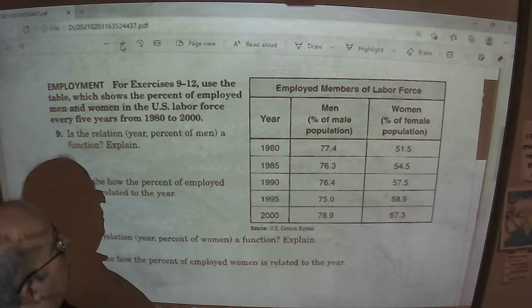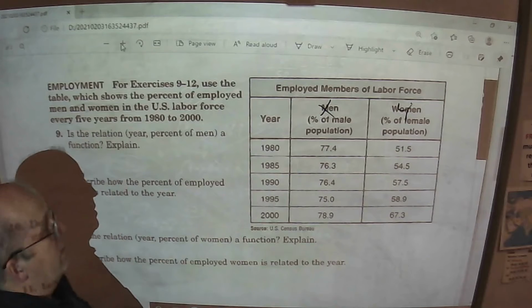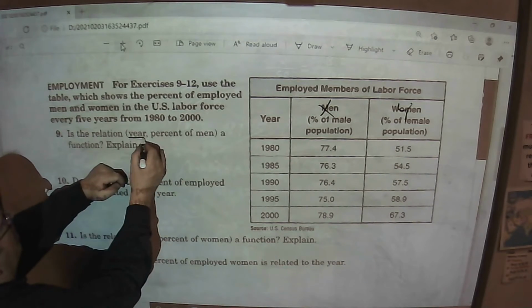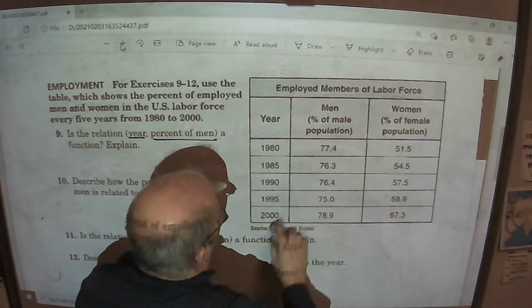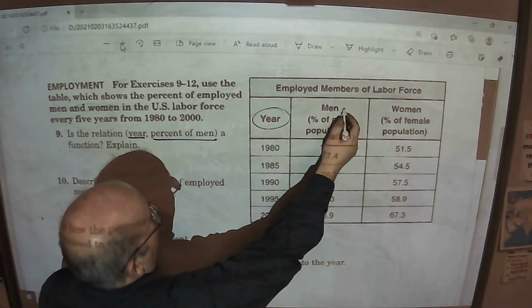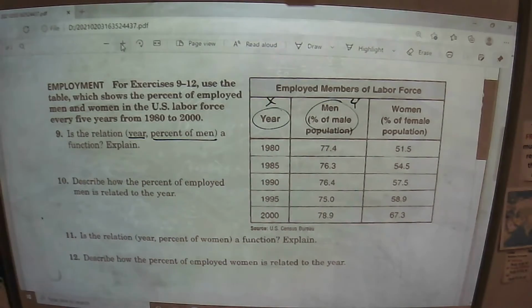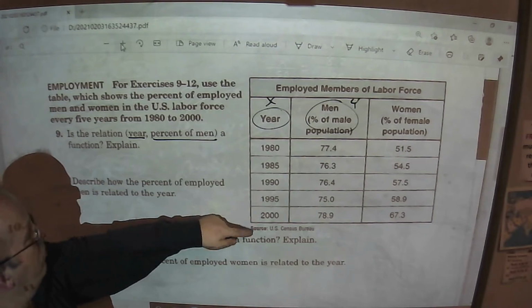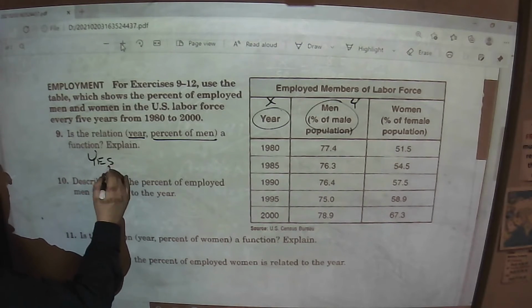Well, in the world of functions, this would be our x value and this would be our y value because, oh, wait a minute, no, let's back up. They want us to look at year and percent of men. I didn't read carefully enough. So look at year and percent of men. This is our x and this is our y. Are there any repeat x values? 80, 85, 90, 95, 2000. No repetition. So I'd say yes, that's a function.